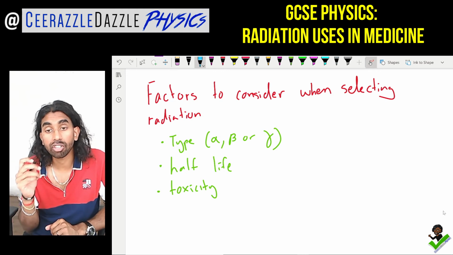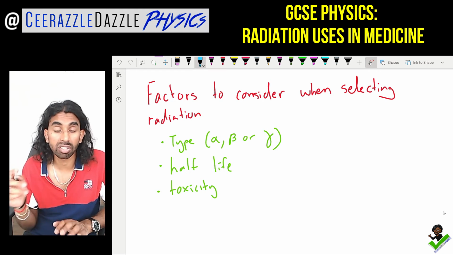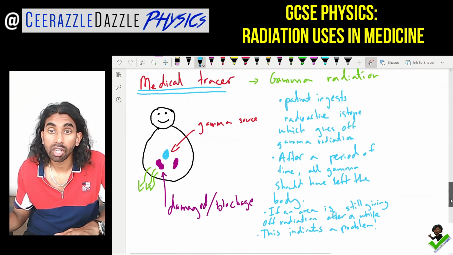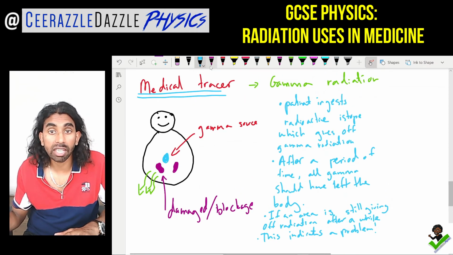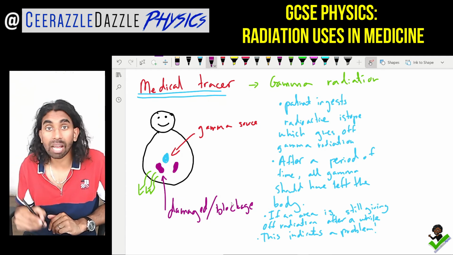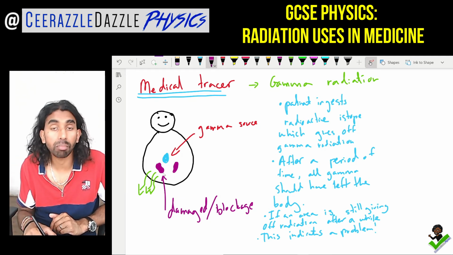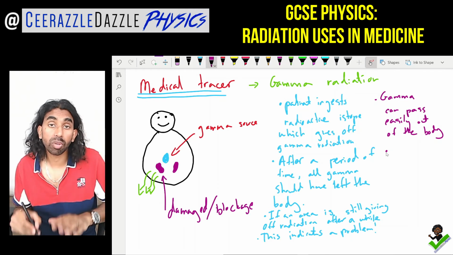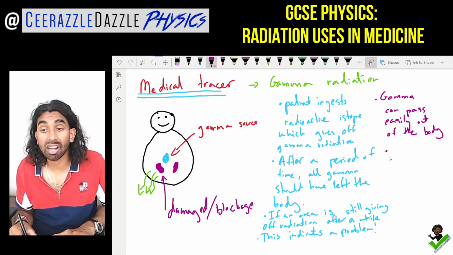Last of all, factors to consider when selecting radiation. The type of radiation, alpha, beta, or gamma, needs to be considered. Let's talk about this in terms of the medical tracer right now. The reason why I chose gamma here is because obviously I want it to pass out of the body. So that's the reason why gamma is chosen. Gamma can pass easily out of the body. And guys, the reason why you chose gamma is because it is the least ionizing.